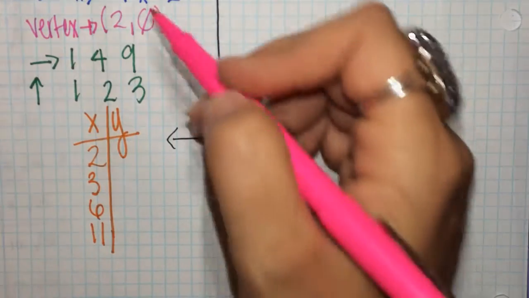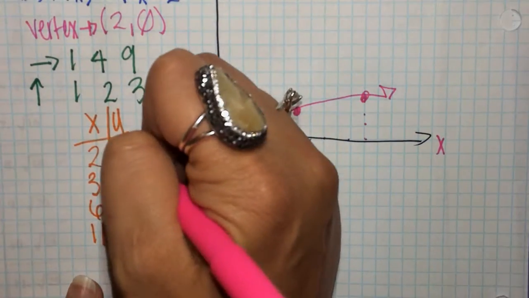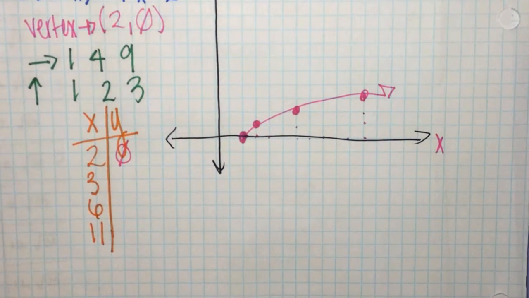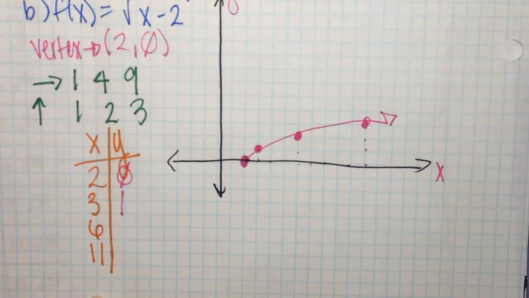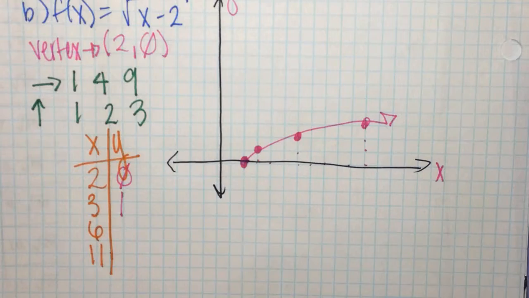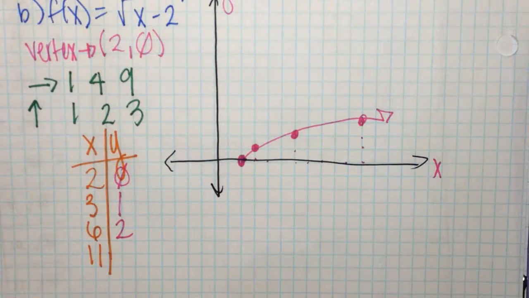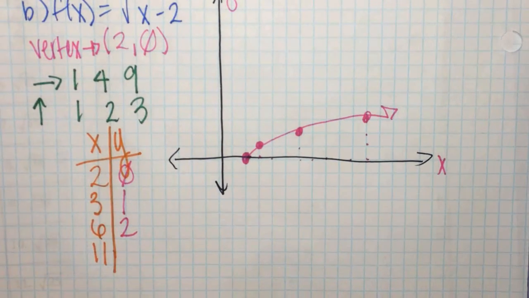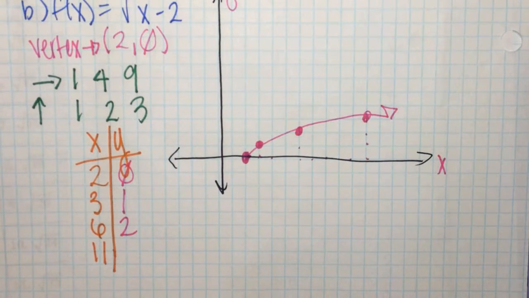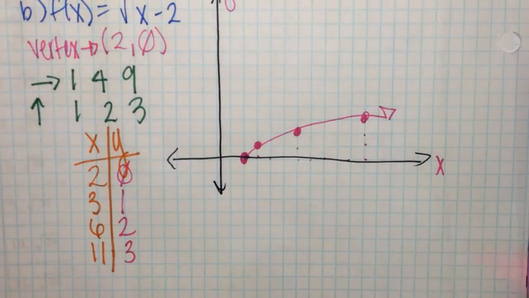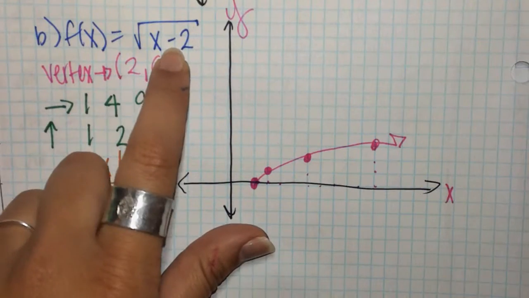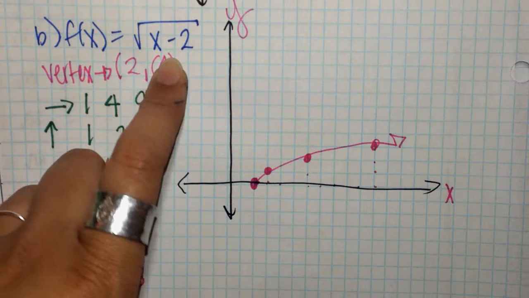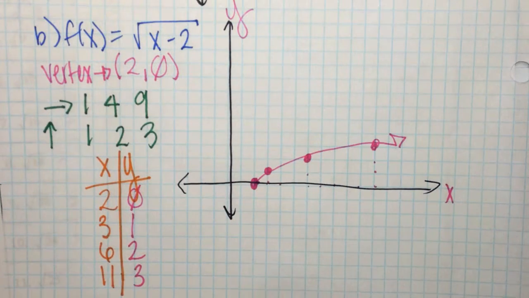Then you just plug those in. 2 minus 2 is 0. The square root of 0 is 0. 3 minus 2 is 1. The square root of 1 is? 6 minus 2 is 4. The square root of 4 is? 11 minus 2 is 9. And what's the square root of 9? 3. So that's why when it's under the radical, you have to be careful of what you plug in. Does everybody understand? Sometimes it's easier to use vertex form. Sometimes it's easier to use a table.